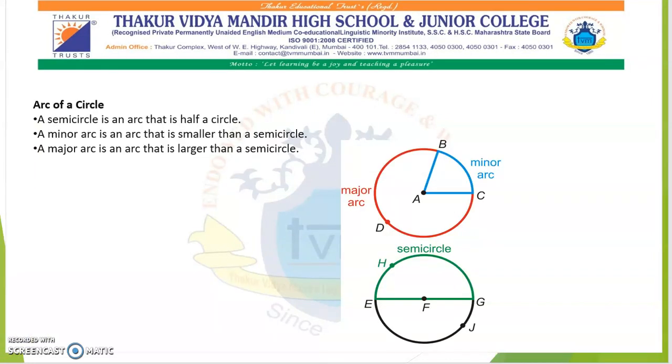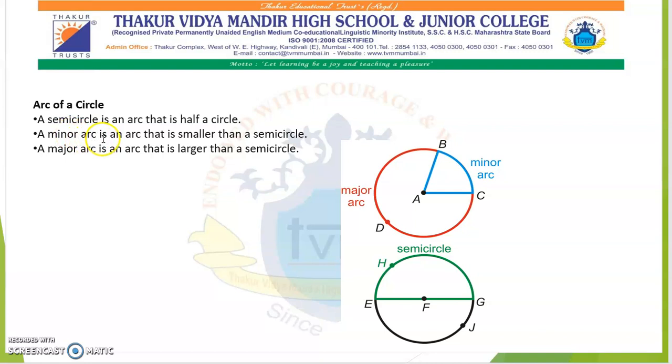Now next, arc of a circle. A semicircle is an arc that is half of a circle. You can observe in this figure. Circle was given. This green part EHG is what? A semicircle. And this another part is also a semicircle. If we divide the circle in two equal halves, each half is called a semicircle.